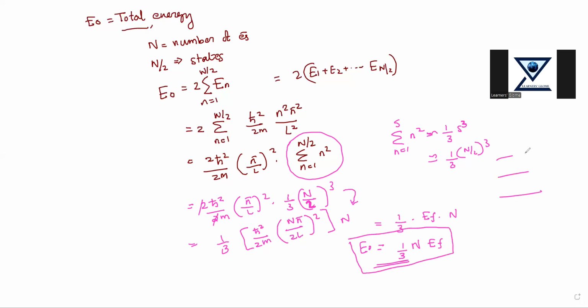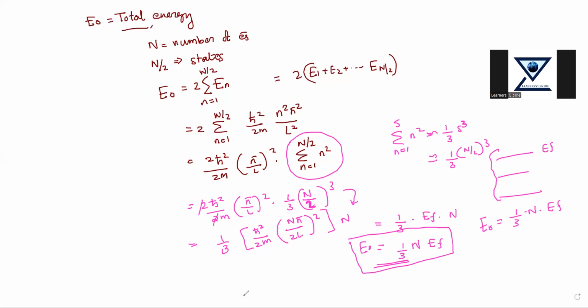If there are different states and EF is the energy of the topmost filled level, then the total energy of all these is equal to 1 by 3. Here if there are 6 electrons, we can write 6 into this EF, or capital N into the energy of this Fermi level. That is the expression of the total energy E0 of the particle in a box, or due to the Sommerfeld theory.